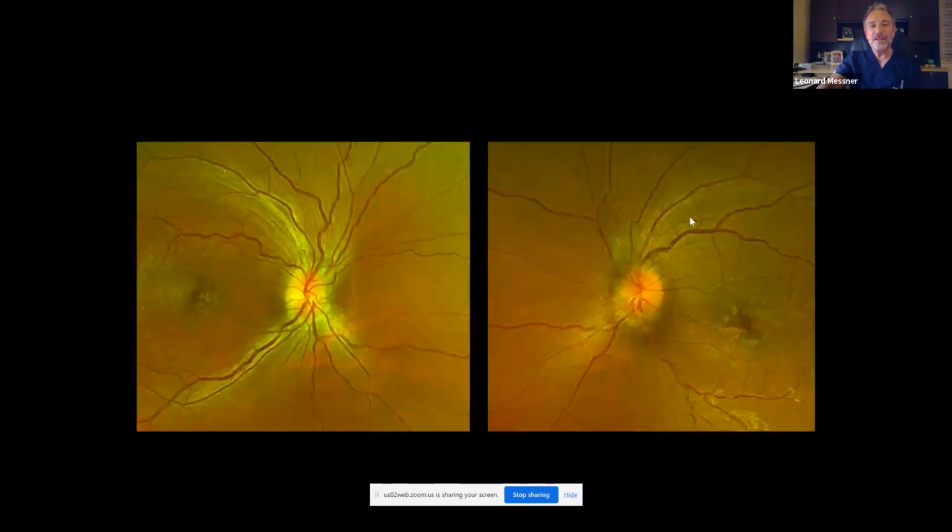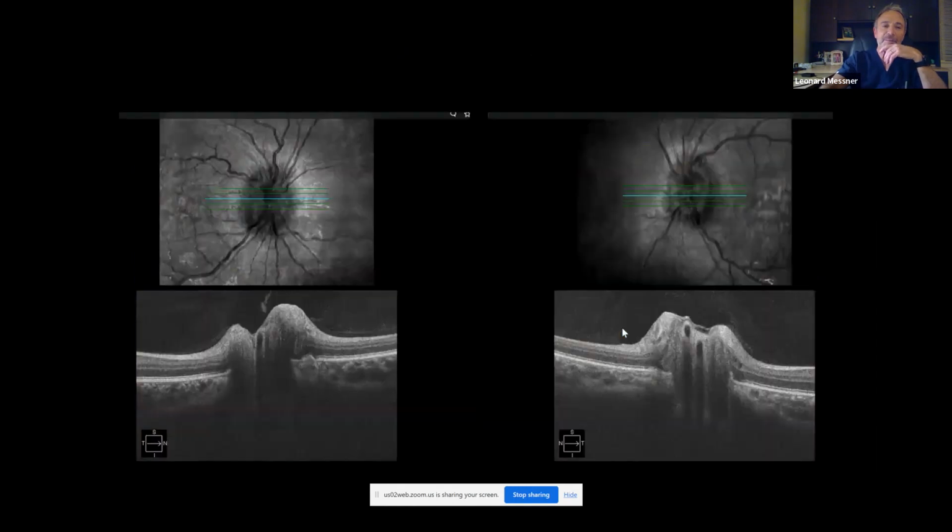Now looking at the optic nerves, right eye is on the left, left eye is on the right. What we see is this C-shaped corona of optic disc swelling in the right eye, as well as in the left eye, consistent with a grade 1 papilledema. And looking at the OCTs, what you can see here is that both optic nerves are significantly elevated, right eye on the left, left eye on the right.